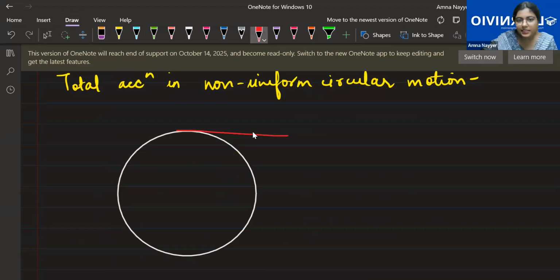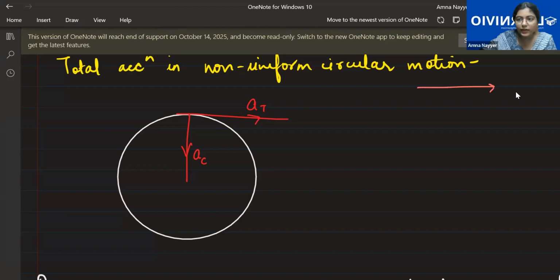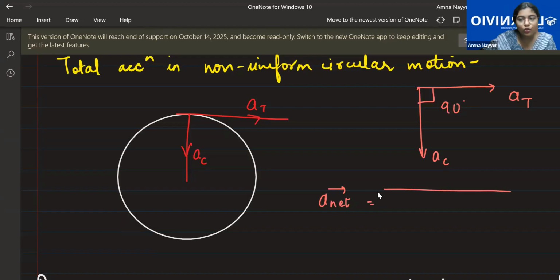See, the tangential acceleration is like this, tangent to the surface. Centripetal acceleration is towards the radius, along the radius towards the center. So when you are asked about the total acceleration in non-uniform circular motion, it's like you have two vectors, one pointing like this, one pointing downwards, making an angle of 90 degrees between them. So the net acceleration is given by the root of AT square plus AC square. Basically, since the angle is 90 degrees, so what do we have? When the angle is 90 degrees, you use the parallelogram law.